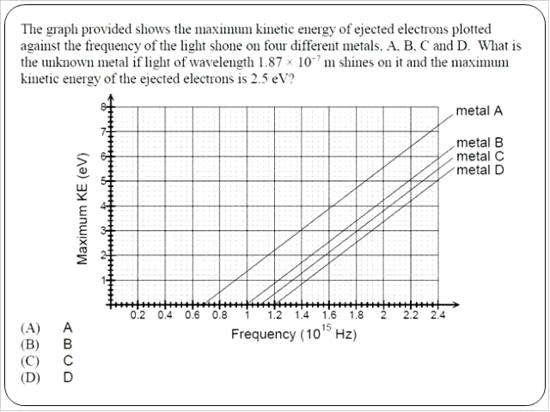This time we've got a graph. This is a level 3 question this time. Most of the ones where you're dealing with graphs end up being level 3s because you're not used to looking at it in this way. So we want to know, what is the unknown metal if light with a wavelength of 1.87 times 10 to the negative 7 meters shines on it and the maximum kinetic energy of the ejected electrons is 2.5 electron volts? Well, the first thing I'm going to do is draw a line across here. Here's 2.5 electron volts right across there, and I'm going to make that line red.